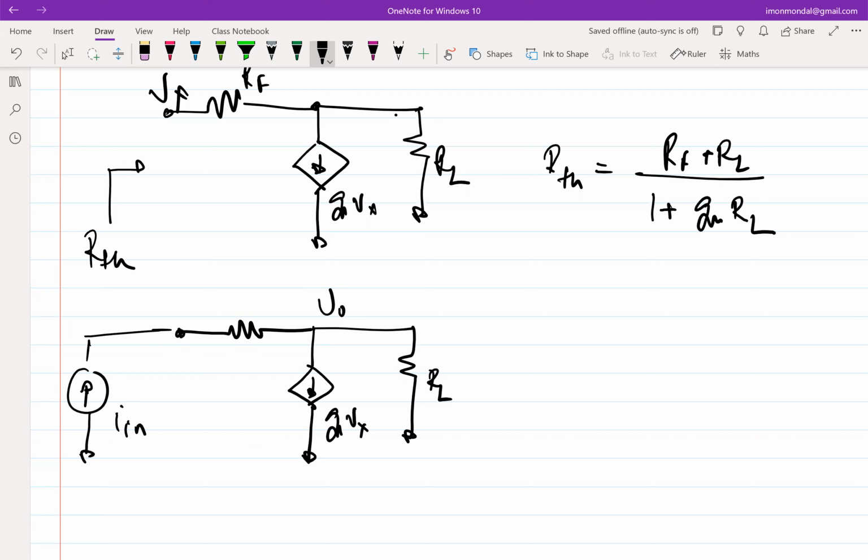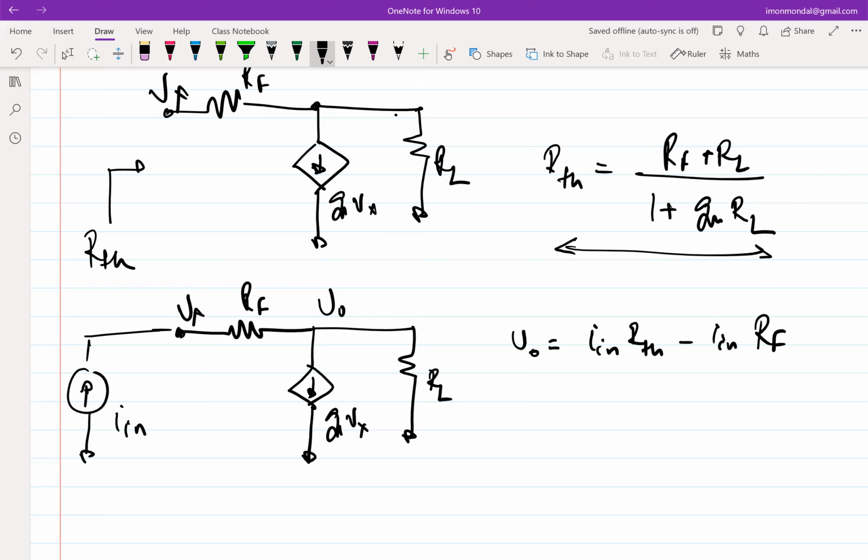So how do you approach this if you already know this information? There are multiple ways. You can do KCL, KVL, or alternatively, you can simply find out what is Vx, because Vx is IN times RTH minus IN times RF. So V0 will be IN times RTH minus IN times RF, right?